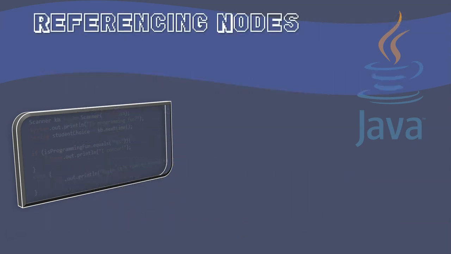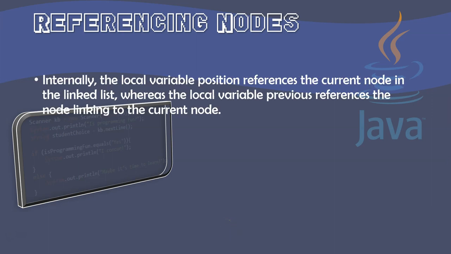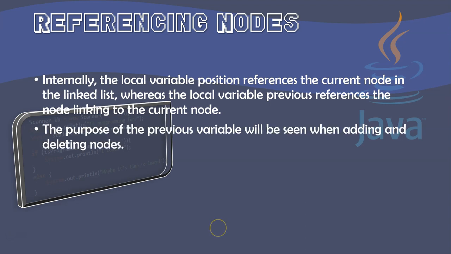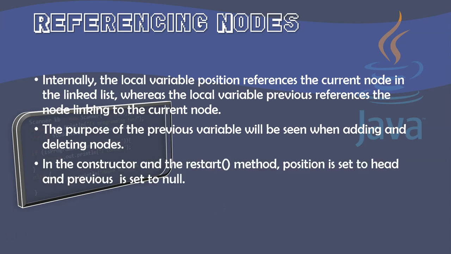If you think about how this is working, we're referencing nodes. Internally, the local variable position references the current node in the linked list, whereas the local variable previous references the node linking to the current node. The purpose of the previous variable will be seen when you're adding and deleting nodes. If we start looking at this with some examples, it will make a little more sense.